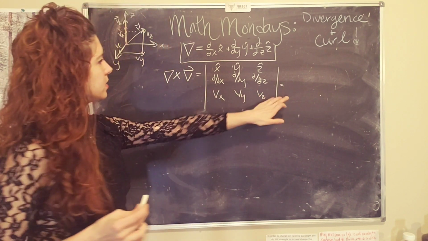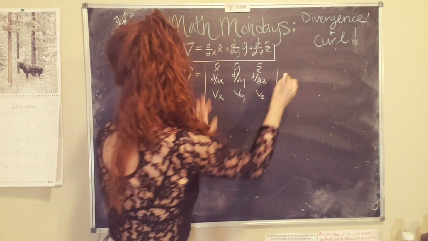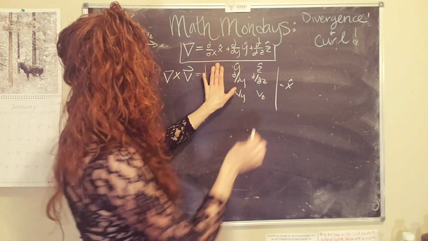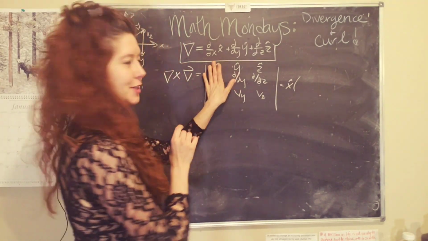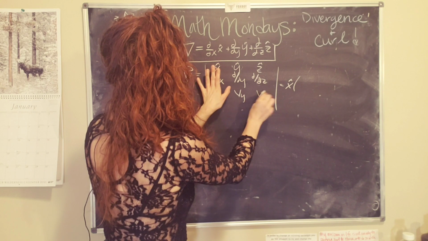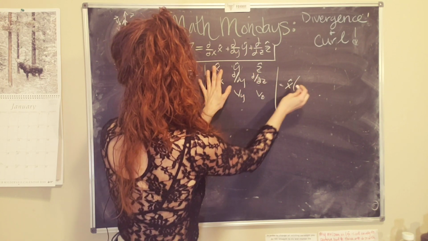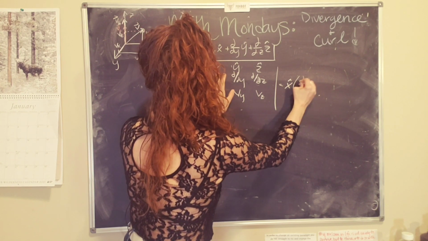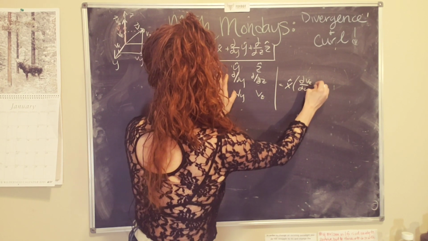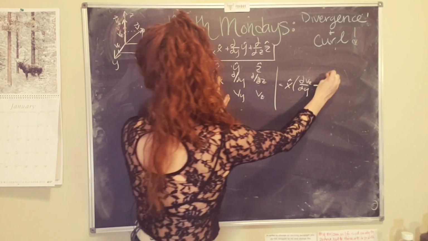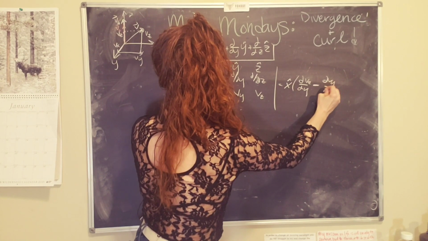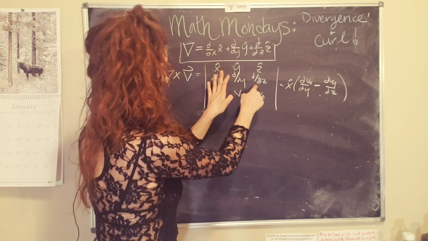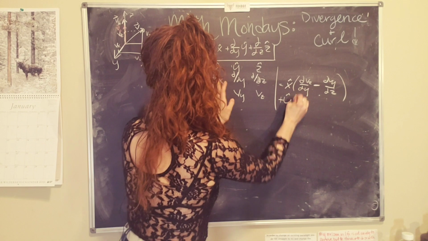Okay, and so this is how I remember it. So if you start with the unit vector x hat, and I like to cover it so I know that I'm ignoring it, and you do these two components together, we're going to get dvz/dy minus dvy/dz. So it's these two and then minus these two.